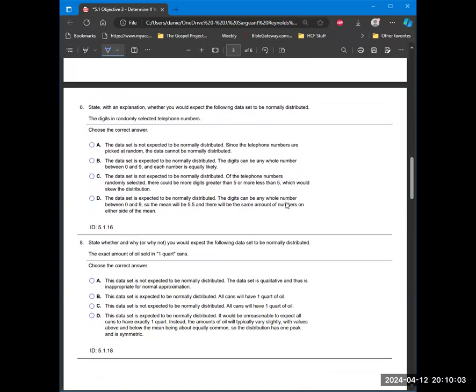Number 6, state with an explanation whether you would expect the following data set to be normally distributed. The digits in randomly selected telephone numbers. You would not expect that to be normally distributed. Of the telephone numbers randomly selected, there could be more digits greater than 5 or more less than 5, which would skew the distribution.